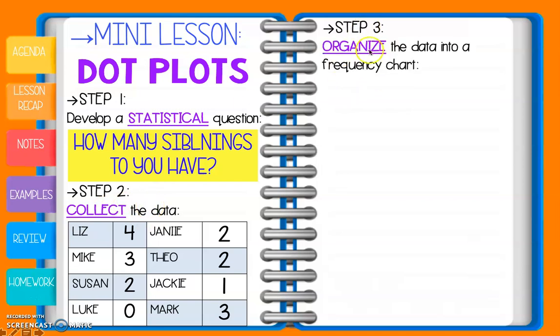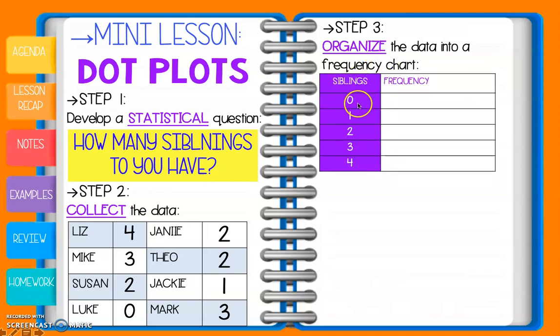Then step 3 is to organize our data. We're going to organize it into a frequency chart. Our frequency chart is going to have our categories on one side, and then we're going to denote frequency with tally marks. So keep in mind when you're working with tally marks that when you get 5, you're going to cross it. That's a bundle, right? That way it's just easier to count in the end, okay?